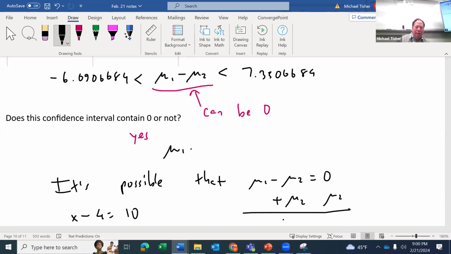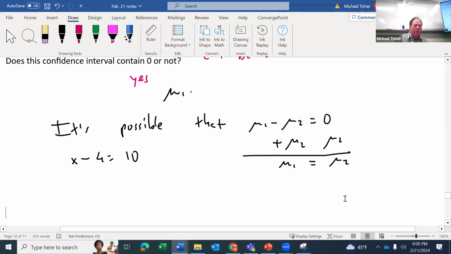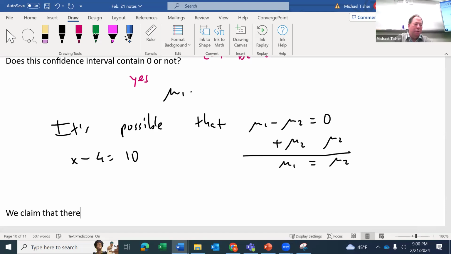And what is that telling us? That's saying that mu1 equals mu2. So that's saying they're the same, right? So this confidence interval actually says that the claim is true. Okay, so we claim that there is no difference between both fonts. Sometimes the hypothesis test will say something, and sometimes the confidence interval will say something else. But mostly they're going to say the same thing.